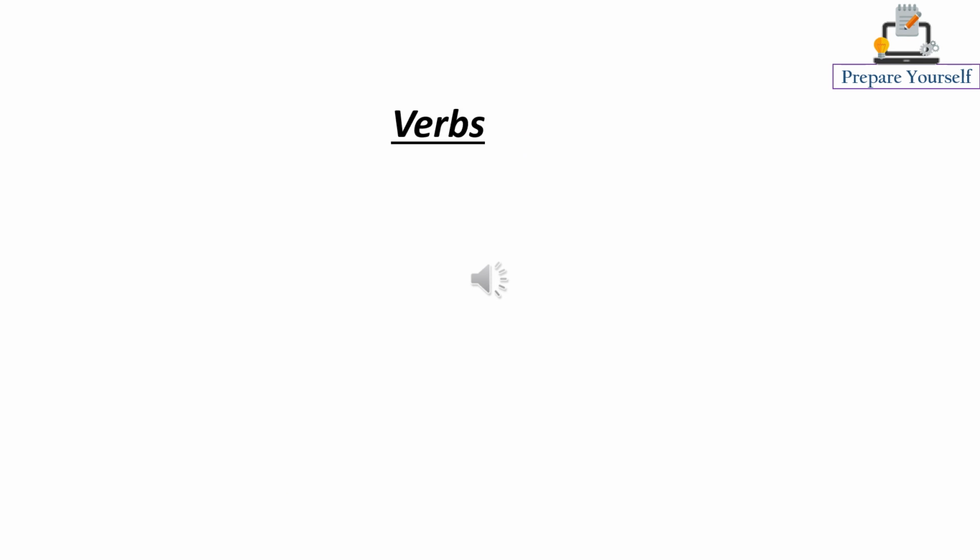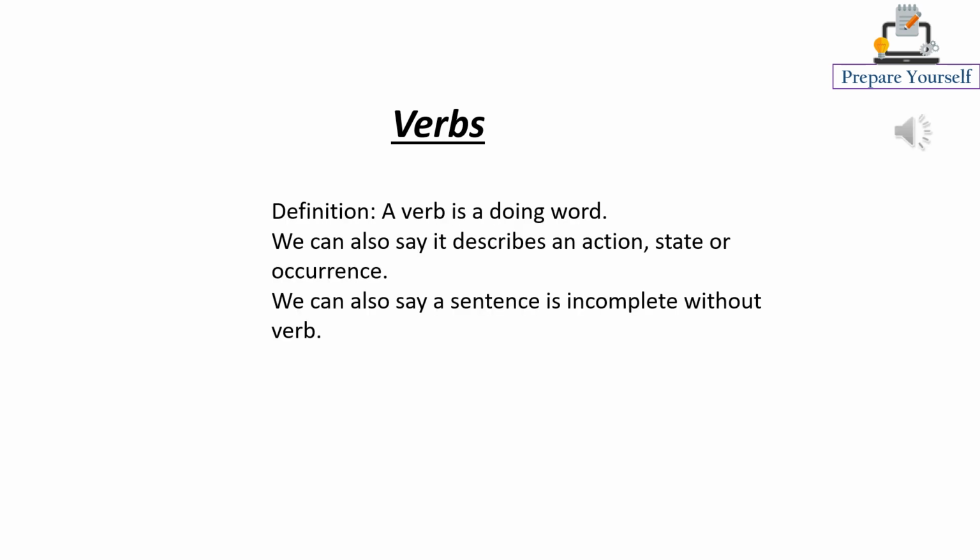By the end of this session, you will be able to understand the definition of verb, types of verb, uses of verb and rules of verb. Definition of verb: a verb is a doing word. We can also say it describes an action, state or occurrence. We can also say a sentence is incomplete without a verb.